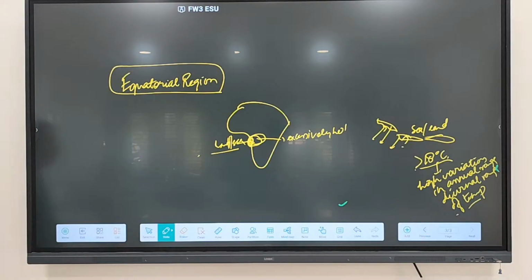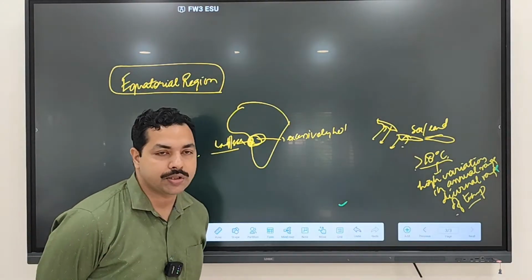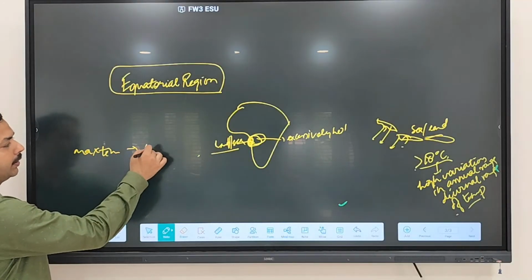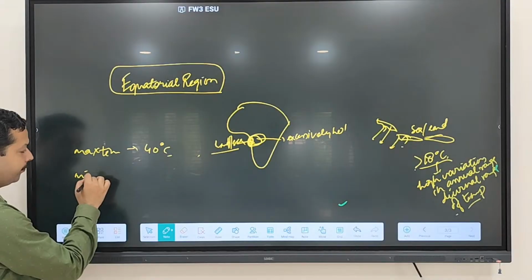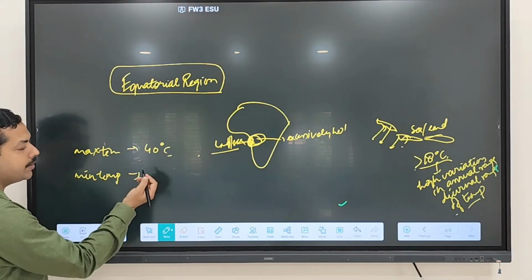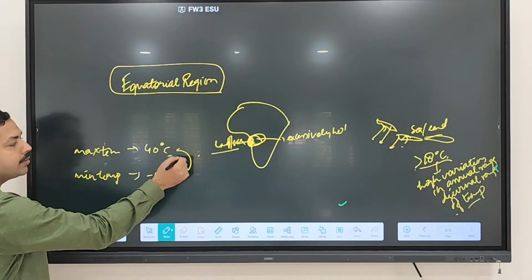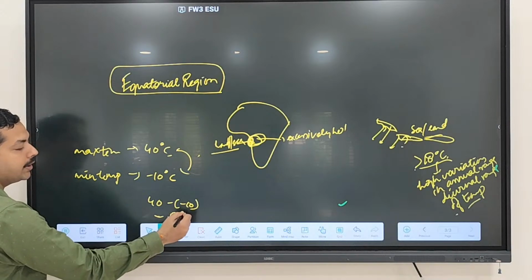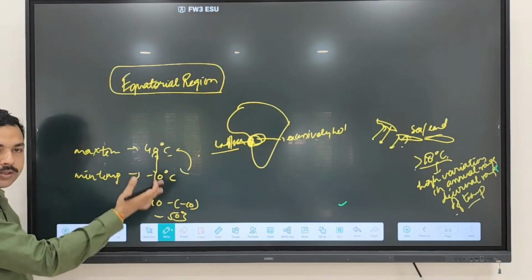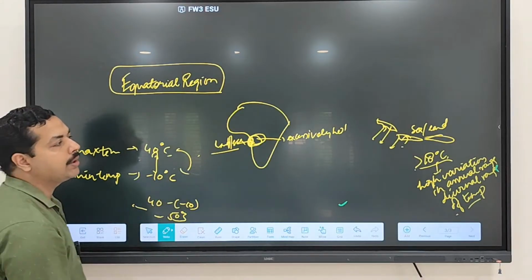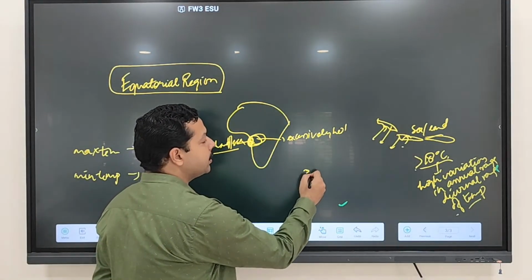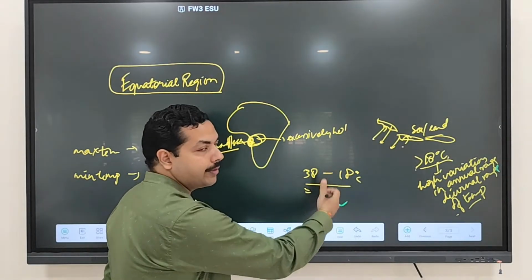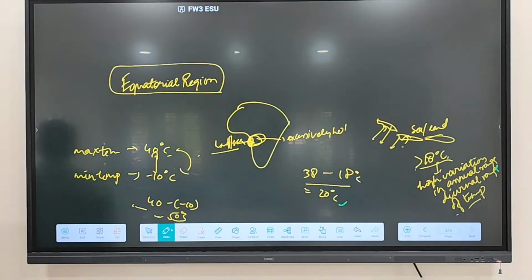We discussed what range of temperature means. Let's say maximum temperature reaches 40 degrees Celsius and minimum temperature reaches, let's say, minus 10 degrees Celsius. What is the range of temperature? The difference is 50 degrees Celsius. But in the equatorial region, we discussed the maximum can be around 38, 39 and the minimum can be around 18 degrees Celsius. So the difference is only about 20 degrees Celsius.